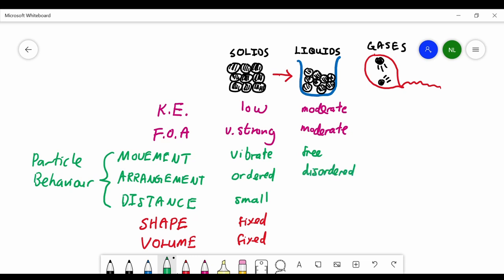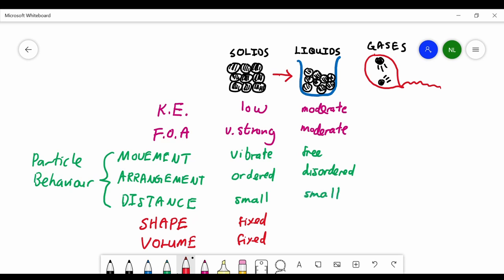Although particles of liquid have more kinetic energy than particles of solids, they still do not have enough energy that they can move apart from each other. There is still quite a considerable amount of forces of attraction holding them together. Therefore, the distance between particles of liquid is still quite small. The particles are still close to each other.